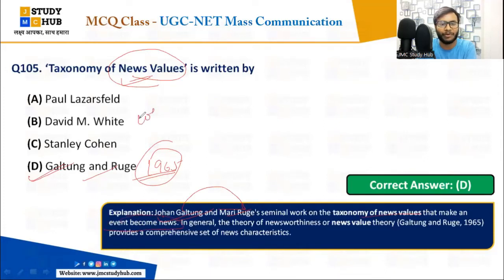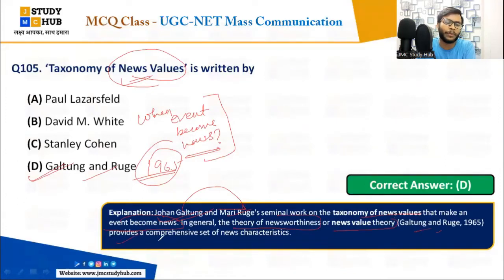So when an event becomes news, there are different news values, and as per the importance of the news, it is classified. That is the taxonomy of the news values, right? So this is the theory of newsworthiness or the news value theory given by Galtung and Ruge in the year 1965, that provides a comprehensive set of news characteristics, right?